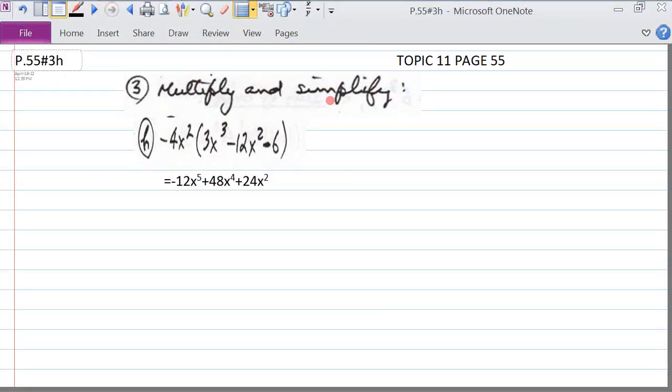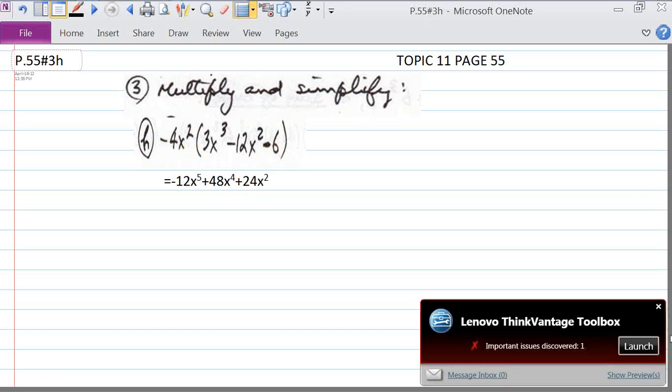And we're told that we're going to multiply and simplify. So basically all we're doing here is using the distributive rule. First thing we're going to do is multiply the 4x squared times the 3x cubed. And we're going to multiply the 4x squared times the minus 12x squared. And finally we're going to multiply the 4x squared times the minus 6.